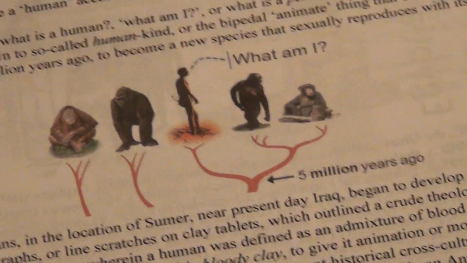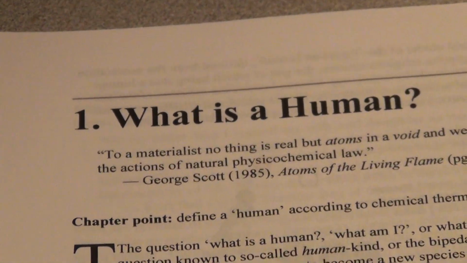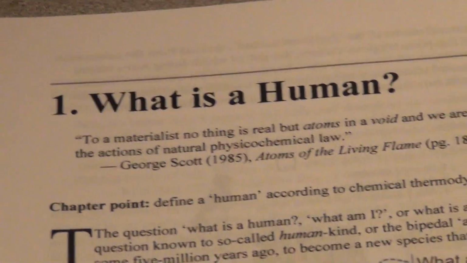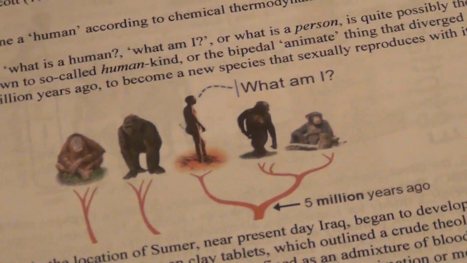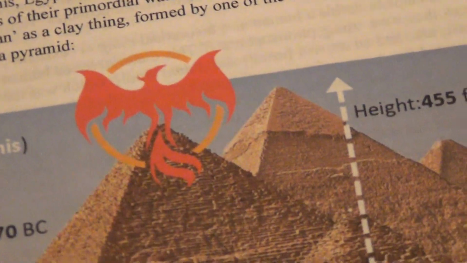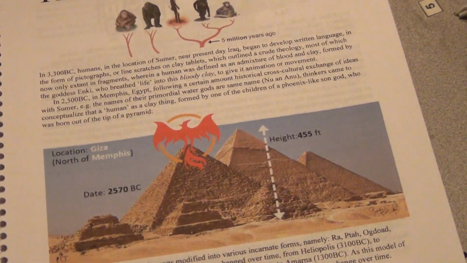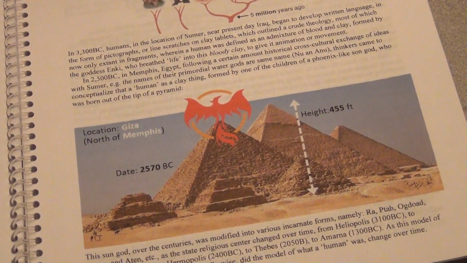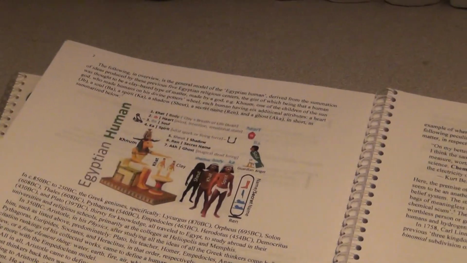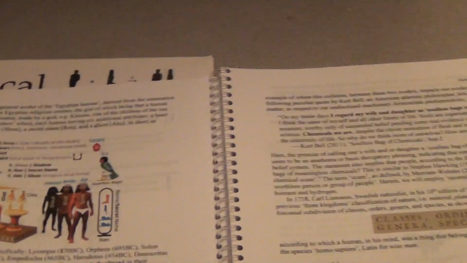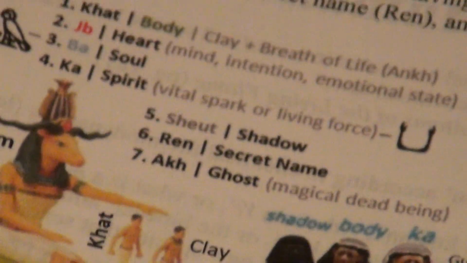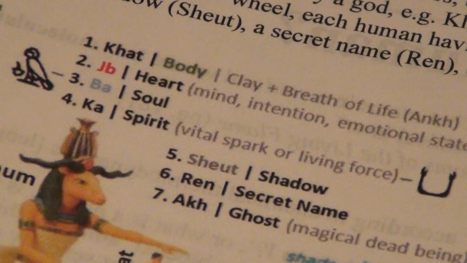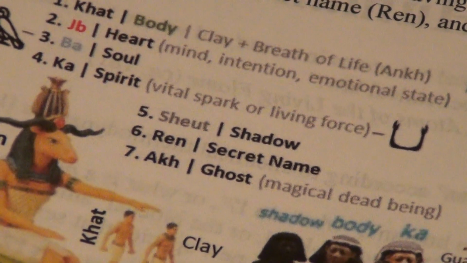Here we will digress in Chapter 1, What is a Human? Certainly questions or answers to this question are various. We will step through the so-called atomic or elemental definitions of human, including the ancient religious models of human as a clay thing created by the sun god Ra, born out of the tip of a pyramid. Here is the Egyptian model of the human. Of course, clay thing with a discernible shadow, secret name, ghost, soul, and spirit, which many people in modern day believe.